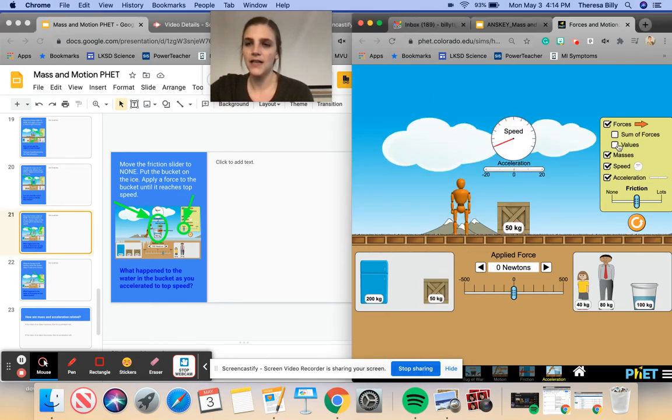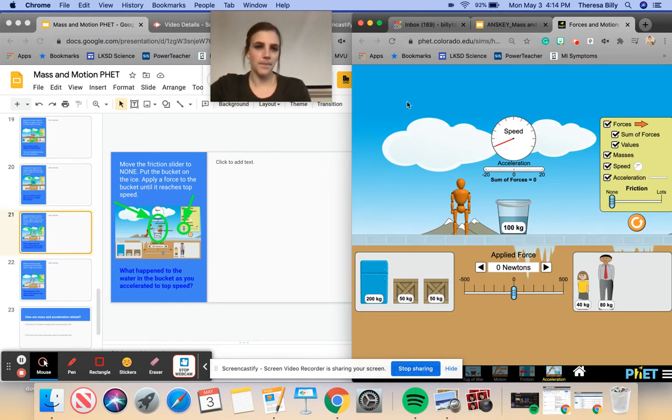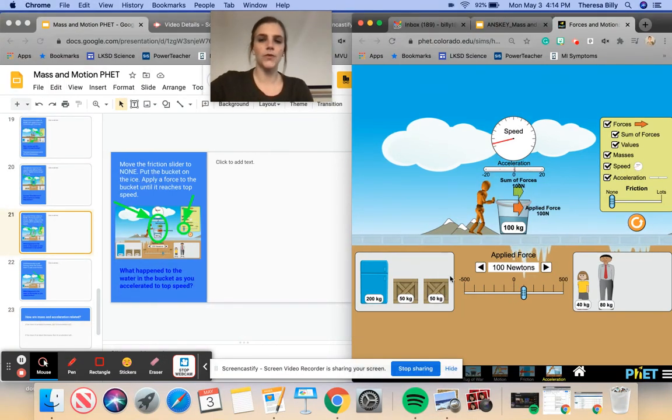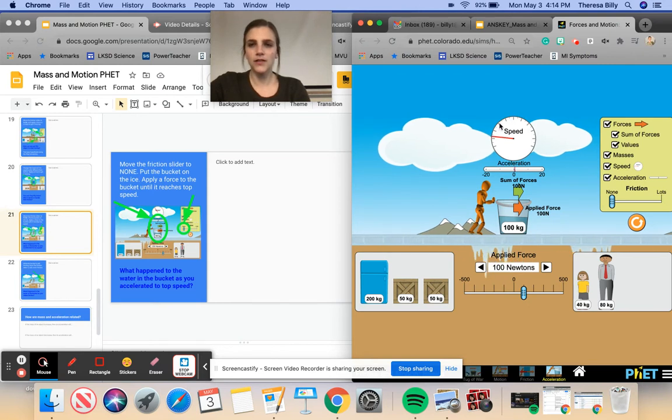We're going to hit reset, check all of these boxes. Instead of a 50 kilogram box, we're going to add a 100 kilogram bucket of water. And we're moving the friction slider to none. So we've got that all set up. Move the friction slider to none, put the bucket on the ice, and apply a force to the bucket until it reaches top speed. So we'll do 100 newtons of force to the right. We can see the speedometer is slowly increasing until we get to maximum speed.